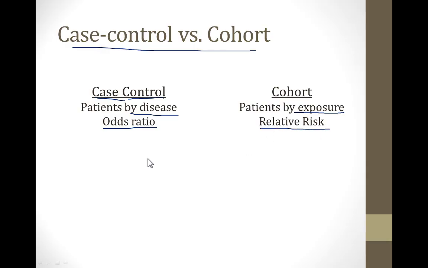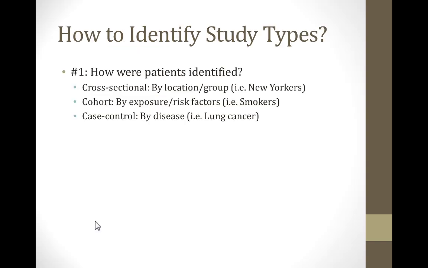And if you have trouble remembering that, just look to the second to last letter of both types of studies. The second to last letter of case control studies is an O, and that O stands for odds ratio. The second to last letter of cohort studies is an R, and that R stands for relative risk, and that can help you remember the difference. So it's very high yield to know how to identify the type of study from a description.